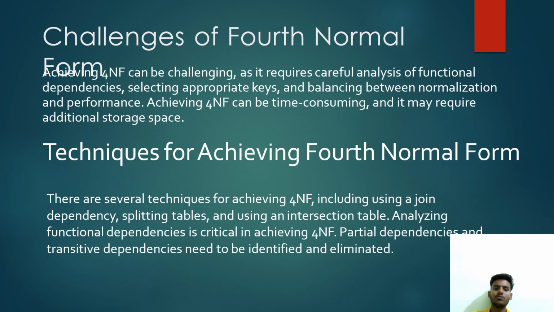Challenges of fourth normal form. Achieving 4NF can be challenging as it requires carefully analyzing all the functional dependencies, selecting the appropriate key, and balancing between normalization and performance. Achieving 4NF can be time consuming. The techniques used for achieving fourth normal form: there are several techniques for achieving 4NF, including using join dependencies, splitting tables, and using intersection tables.